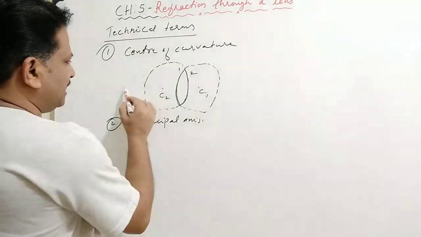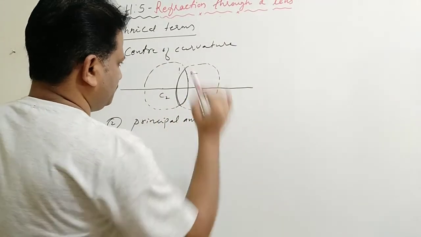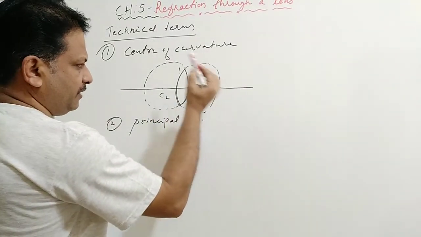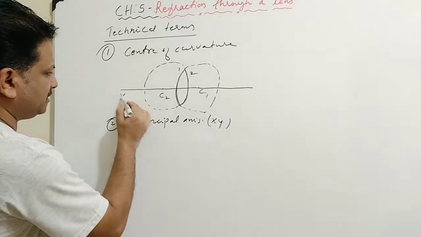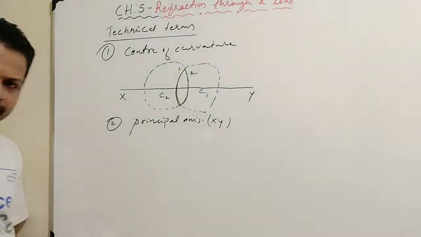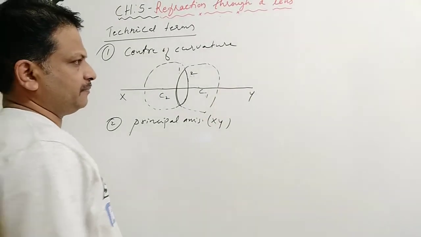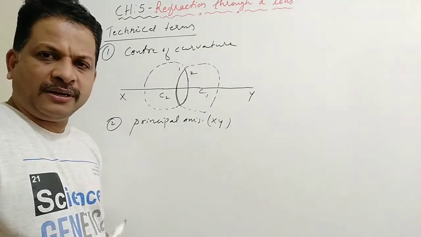If you draw an imaginary line joining C1 and C2, an imaginary line passing through the center of curvature, we call it the principal axis XY. I just name it XY. Clear? So if you consider the case of a concave lens, what is the center of curvature of a concave lens? How does it look?